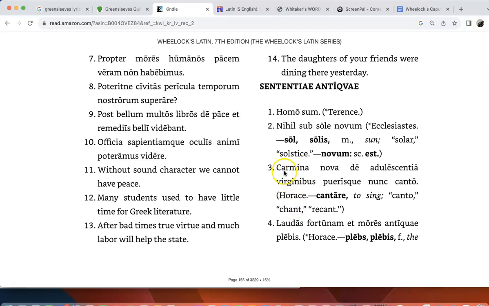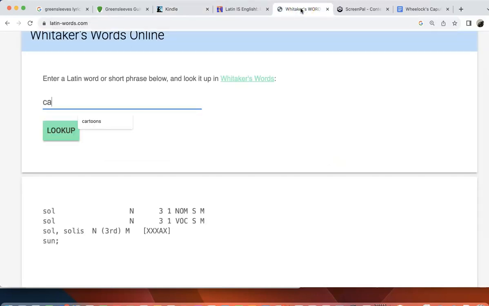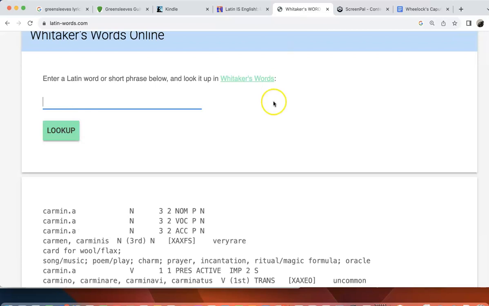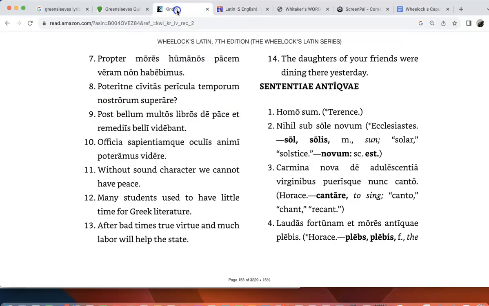Number three, by Horace, great writer. Recommend him highly. Carmina nova de adulescentia virginibusque puerisque nunc canto. And this one's a little bit longer, so we've got to go through our vocab here. So carmina nova, new songs. That is a neuter noun. Again, we have to learn our vocab. So we need to make sure this is in the plural. How do we know that? Well, by learning our vocab, because it's carmen, carminis, but it's a neuter noun. So we go to our third declension. There it is, the letter A, indicating the plural right there.